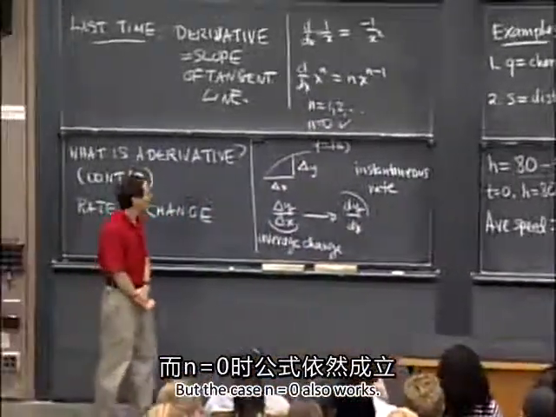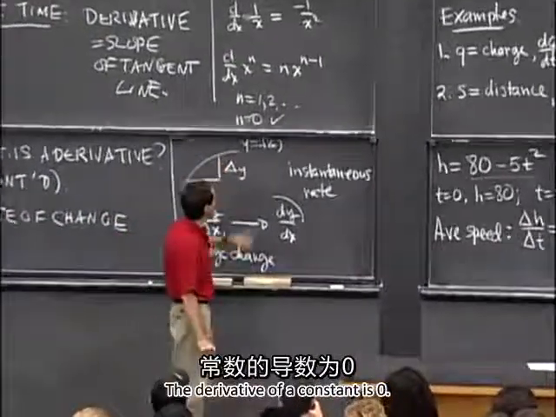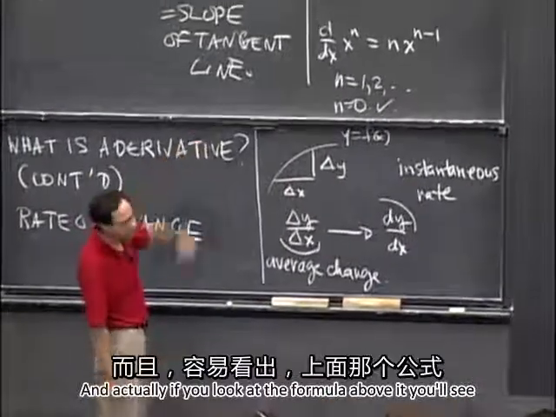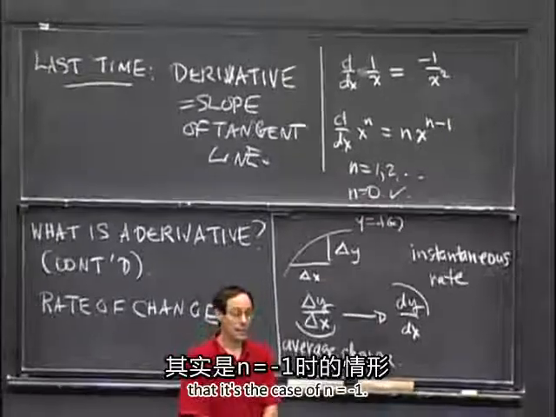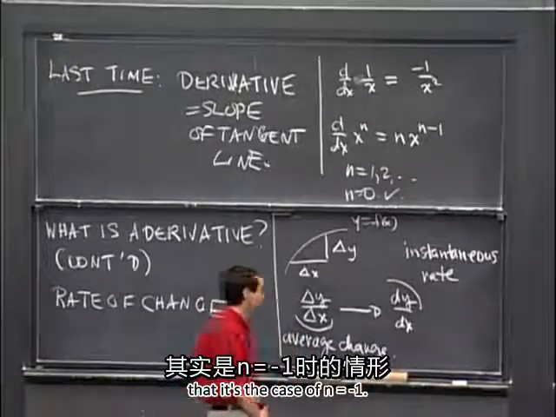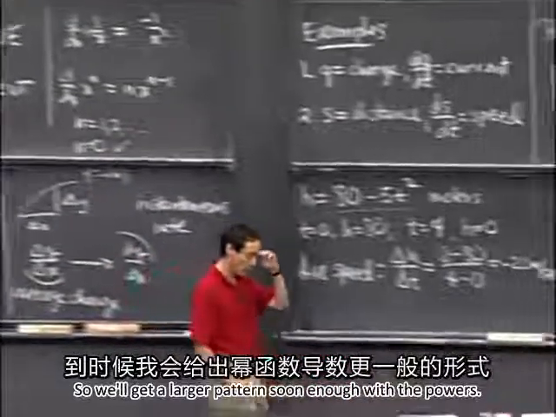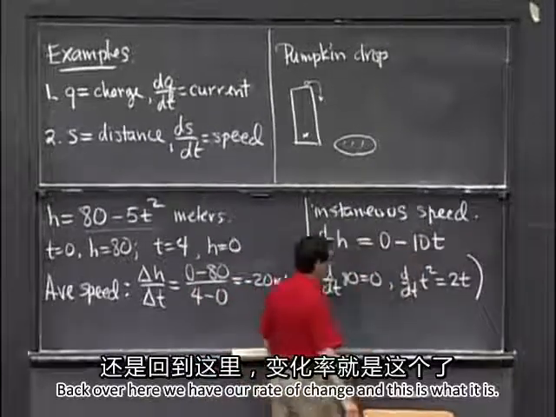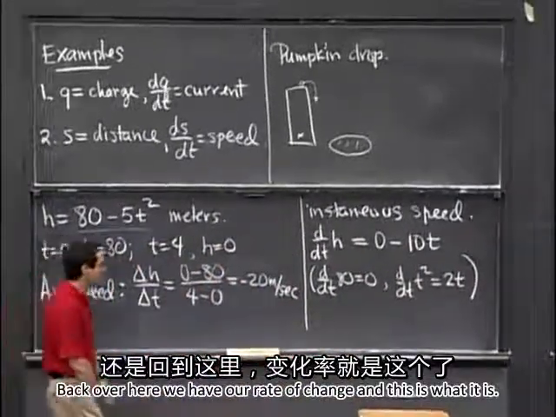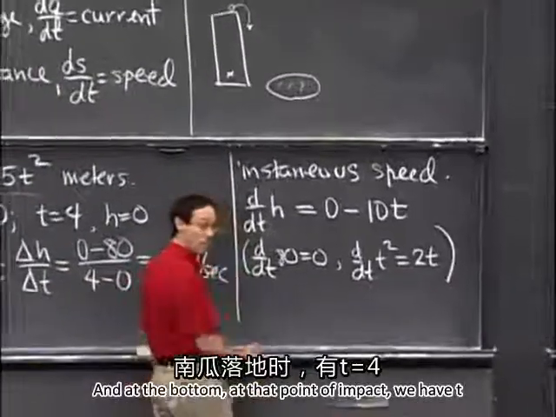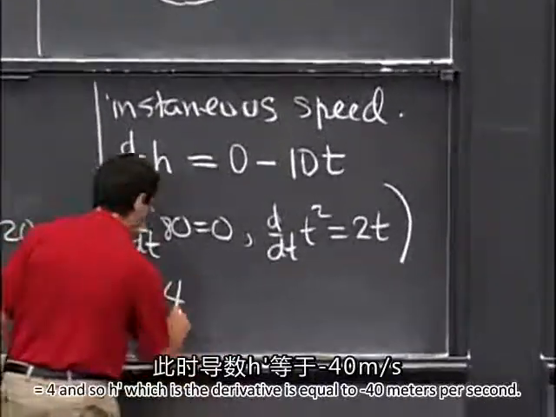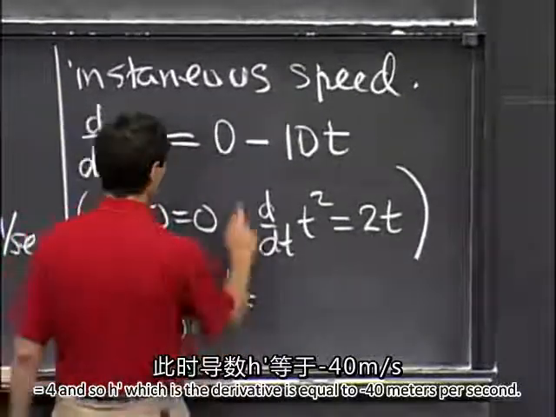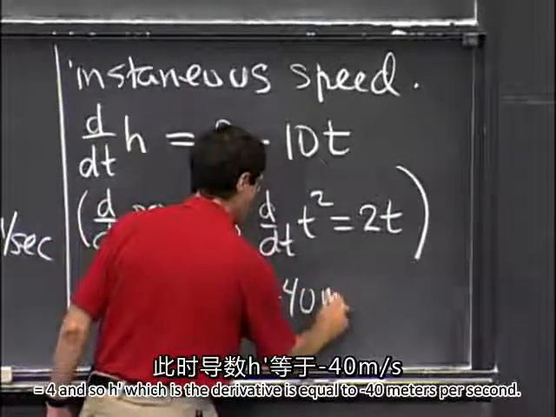Right? Because that's constants, the derivative of a constant is 0, and then the factor n there is 0, and that's consistent. And actually, if you look at the formula above it, you'll see that it's the case n equals minus 1. So we'll get a larger pattern soon enough with the powers. Okay, anyway, back over here, we have our rate of change, and this is what it is. And at the bottom, at the point of impact, we have t is equal to 4, and so h prime, which is the derivative, is equal to minus 40 meters per second.